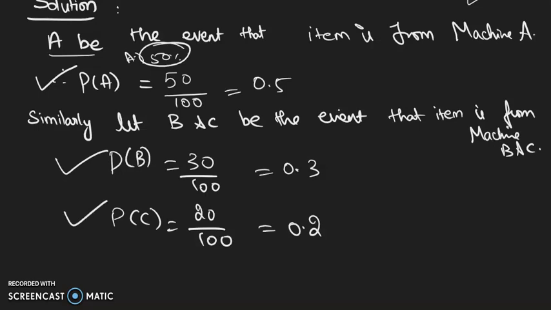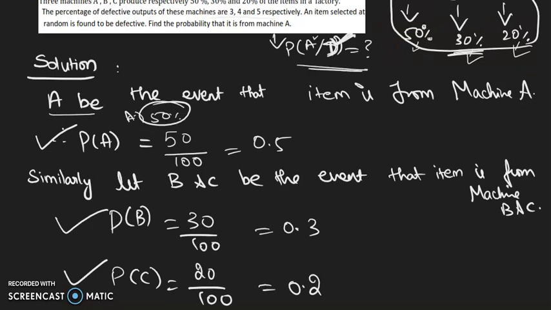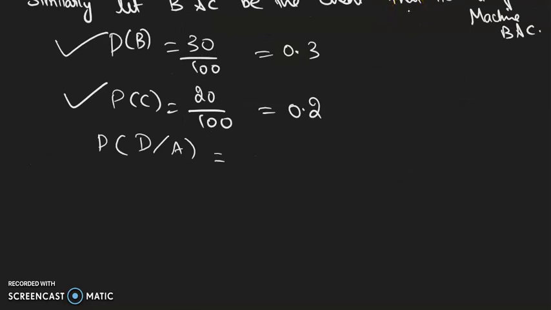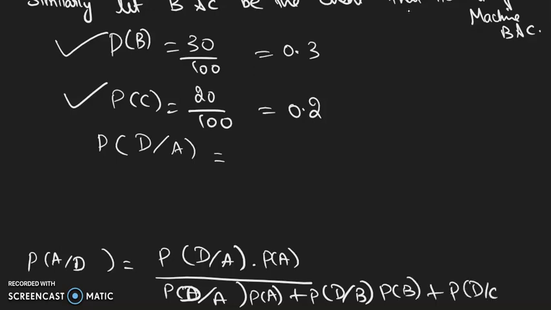Now we are going to find the probability of a defective item if it is from A. For the main formula, remember we are going to find P of A given D. So I will write the formula: P of A given D is P of D given A into P of A, divided by the summation we wrote: defective from A into P of A plus defective from B into P of B plus defective from C into P of C. This is the formula, and for this formula I want all these values.